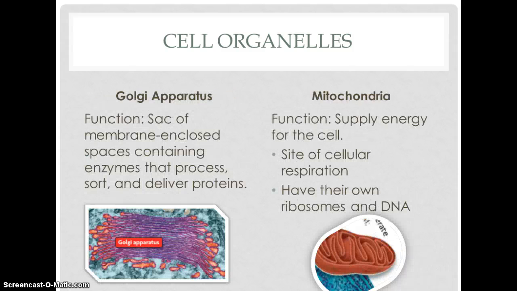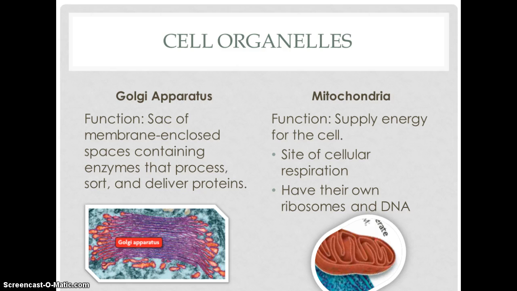The Golgi apparatus is a sac of membrane-enclosed spaces containing enzymes that process, sort, and deliver proteins. You can think of the Golgi apparatus as the post office of the cell. That's what its function entitles it to do, to sort and deliver proteins.